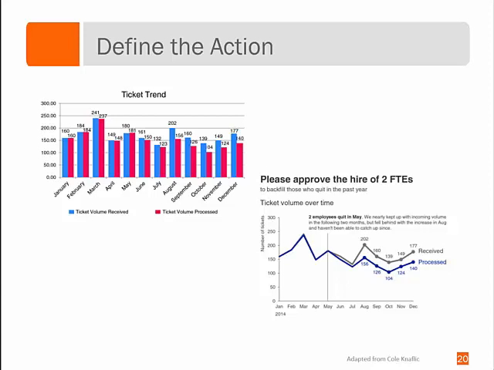We start off with the title, please approve the hire of 2 FTEs. So we're basically defining the action that we wish. What do we want to accomplish? What's our argument? We want to hire 2 new people, so we put it right in the title.